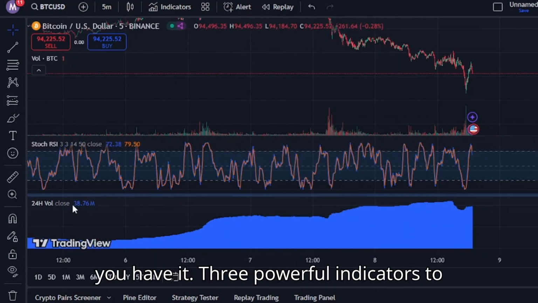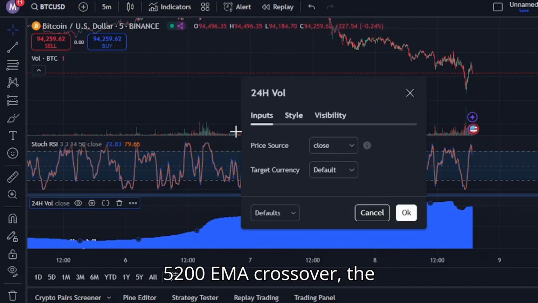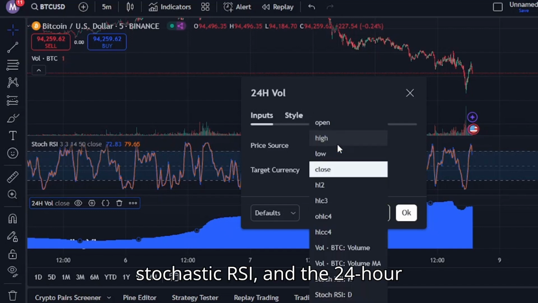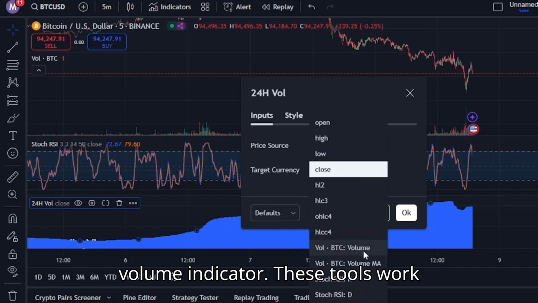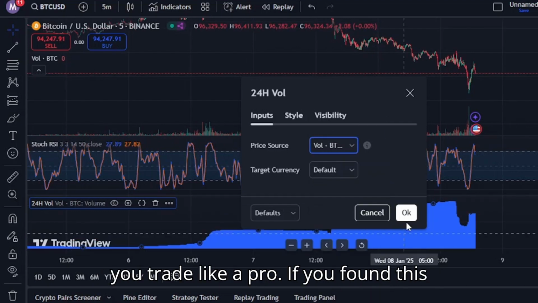So there you have it. Three powerful indicators to help you crush your trading goals: the 50/200 EMA crossover, the Stochastic RSI, and the 24-hour volume indicator. These tools work together to boost your accuracy and help you trade like a pro.